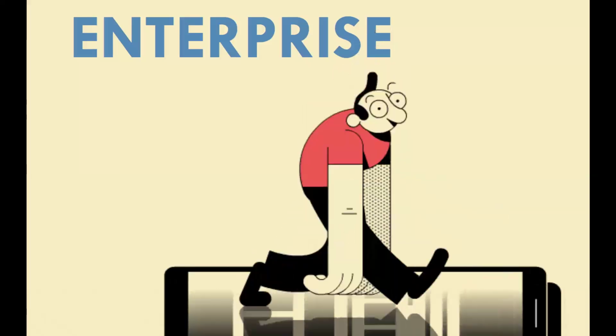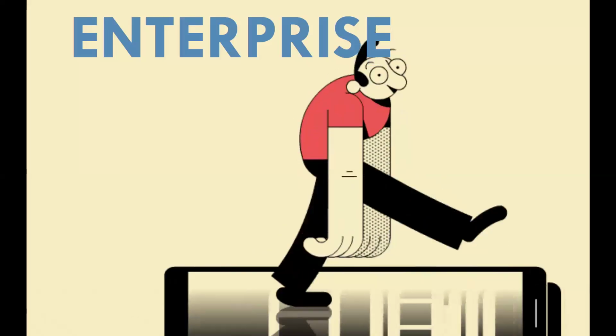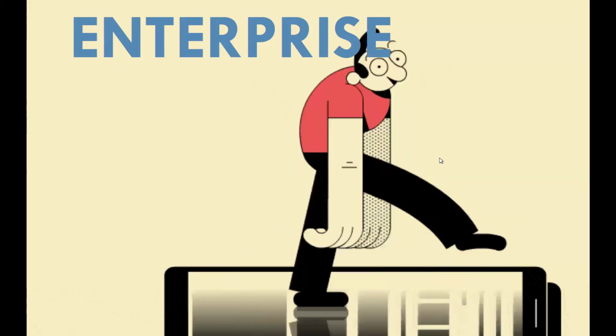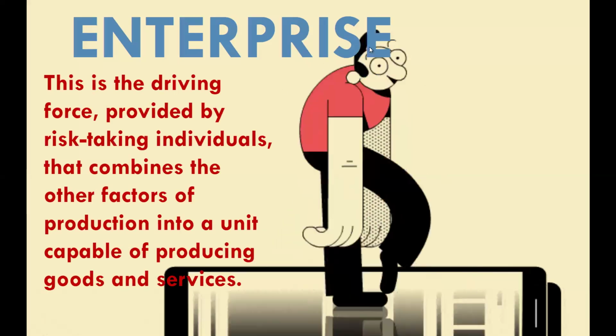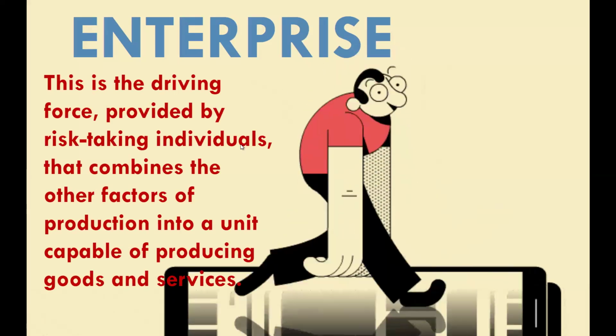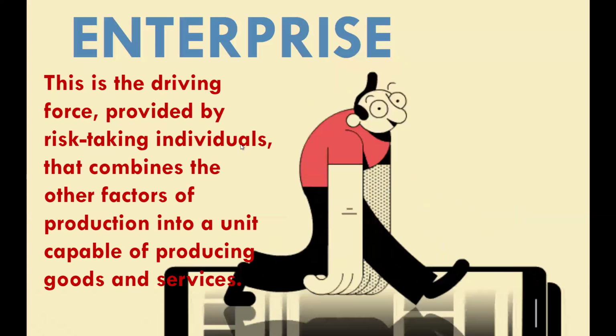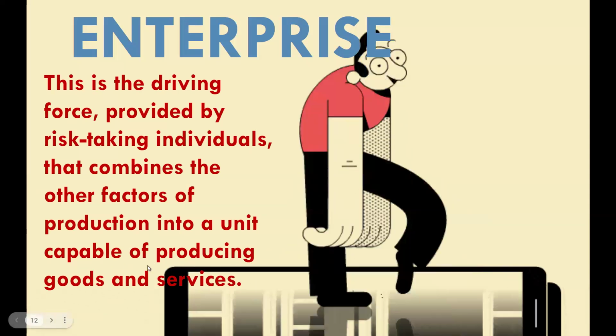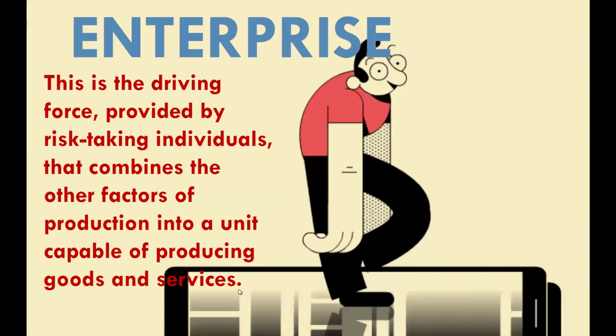So what is enterprise? Enterprise is the main force that combines the other three factors of production. This is the driving force provided by risk-taking individuals that combines the other factors of production into a unit capable of producing goods and services. This unit that is capable of producing goods and services is called a business.